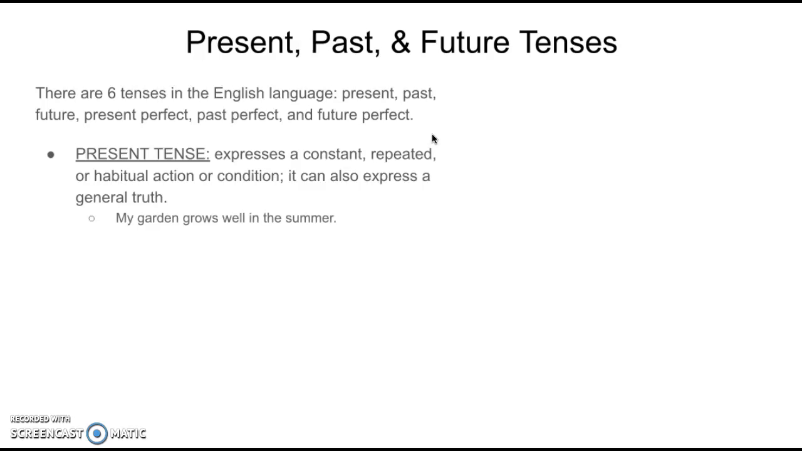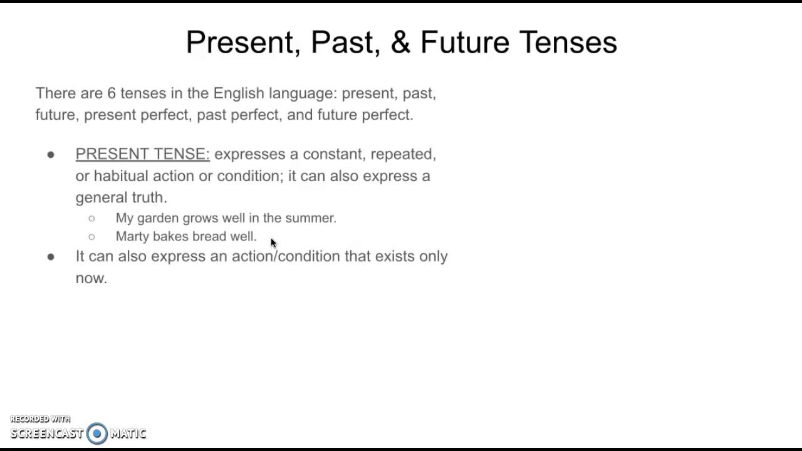So, my garden grows well in the summer. Grows is the present tense of the verb. And this is expressing a habitual or repeated action. It grows well in the summer, so only certain times. Whereas Marty bakes bread well is implying that this is a general truth, okay? He bakes bread well every time he bakes bread.